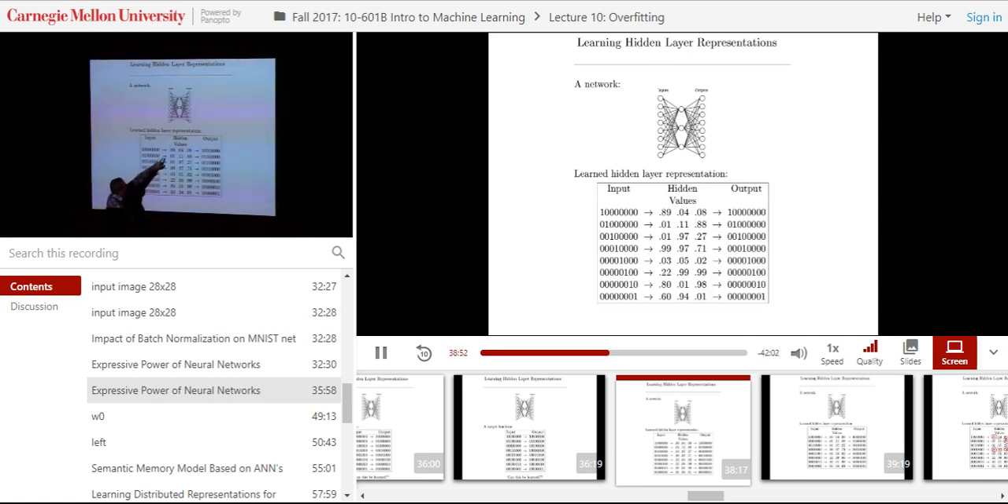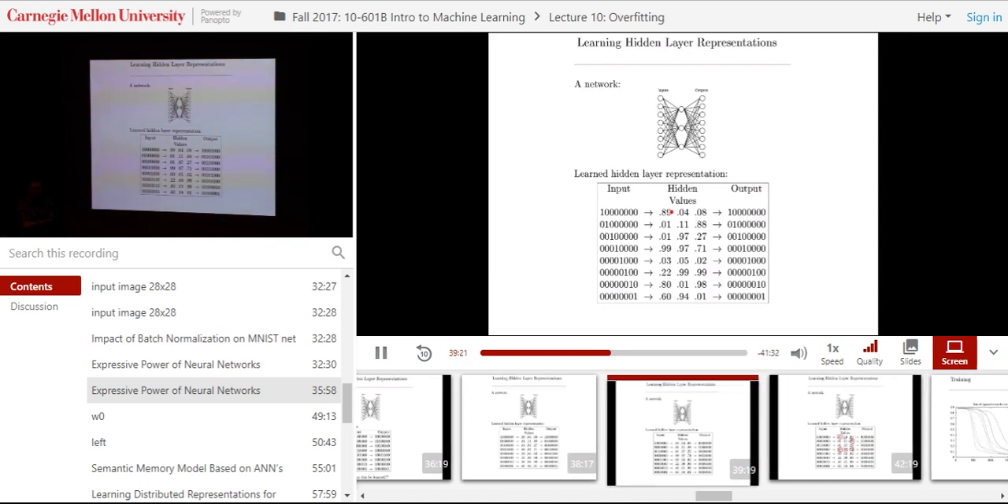And here are the hidden values of those 3 nodes that it comes up with after it's successfully trained to do this. So if it sees this input, the 3 activations in the hidden layer are there. What I find interesting about this, do you see the pattern? It's really the Boolean code. It's the binary code for the digits 1 through 8, right?